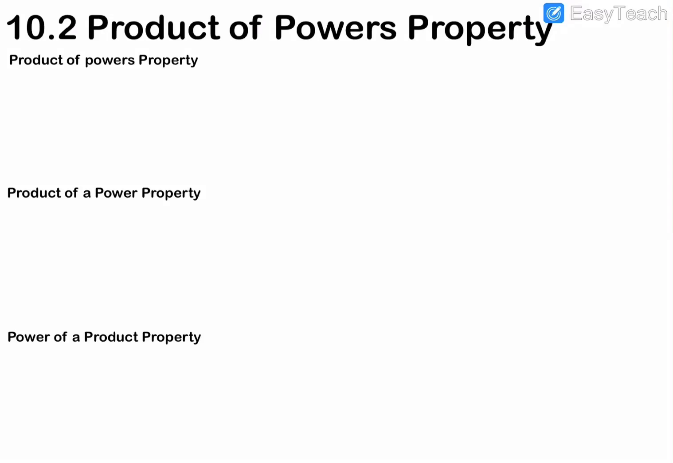Okay, so for example, if I have 4 squared times 4 to the 3rd power, or 4 cubed, they have the same base. This property only works when the powers have the same base.